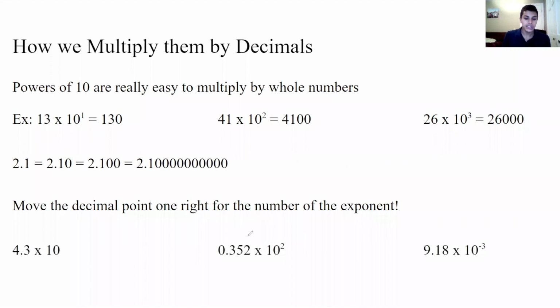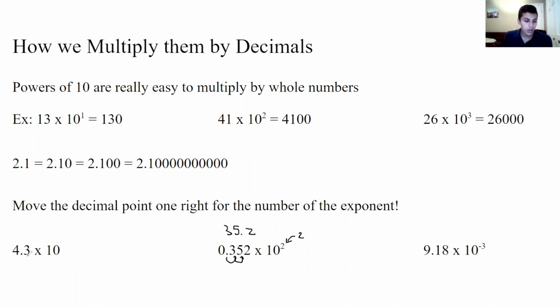So first, let's do this middle one, 0.352 times 10 to the power of 2. The number in the exponent is a 2. So instead of adding 2 zeros, we're going to move the decimal point 2 spots to the right because there's a 2 in the exponent, so we move it 2 spots. So here's what that looks like. We move it 1 spot, 2 spots to the right. So instead of 0.352, it's 35.2.